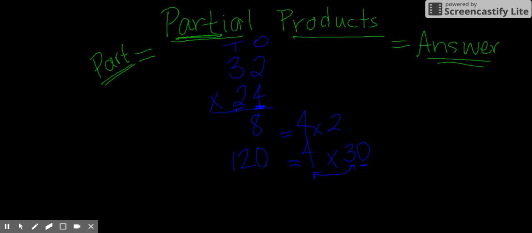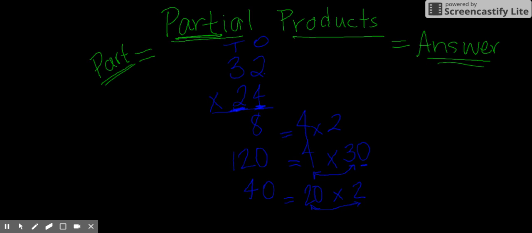Now we're going to move on to the bottom 2, which is not just a 2, it's a 20. Okay, we're going to multiply 20 times 2. 20 times 2 is very similar to 4 times 30. We just multiply the numbers that aren't zeros, which is 2 times 2, and we get 4. And then we include the other 0.